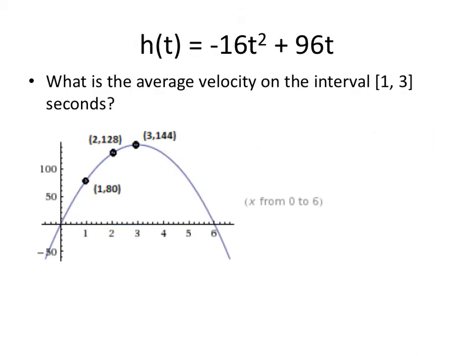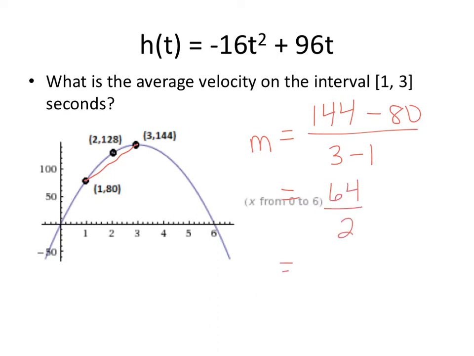Okay, same problem, everything's a setup, except now I want to know just what's the average velocity on the interval from 1 to 3 seconds. So now I'm looking from here, 1 to 3. So again, to get my slope, I'm just finding slope just like you did when you first learned lines. So it's going to be 144 minus 80 divided by 3 minus 1. 144 minus 80 is 64 divided by 2. So this works out to be 32 feet per second.